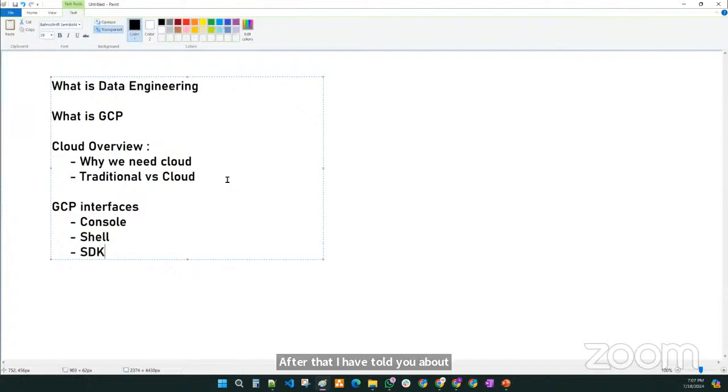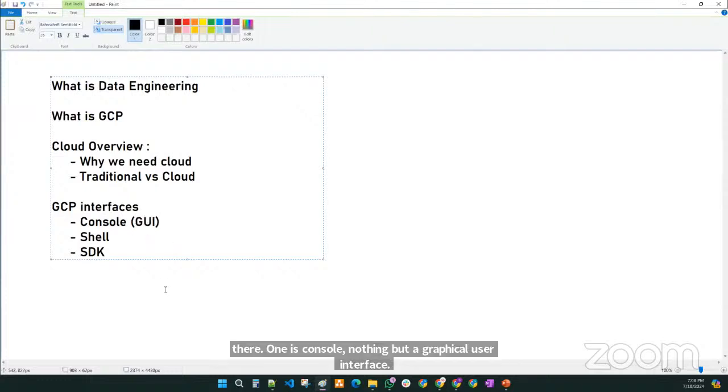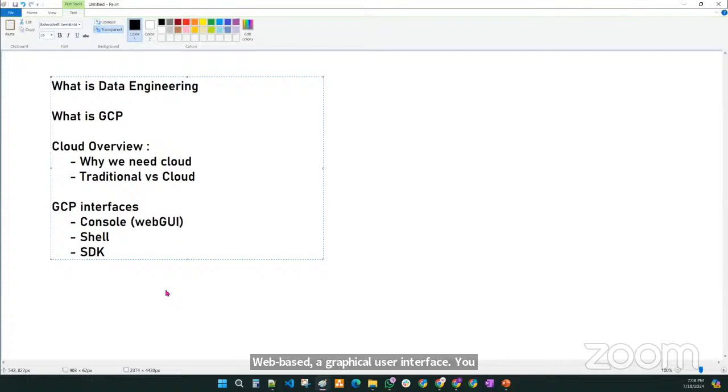So what are GCP interfaces? If you want to interact with the Google Cloud Platform services, there are three interface methods. One is the console, which is nothing but a web-based graphical user interface.